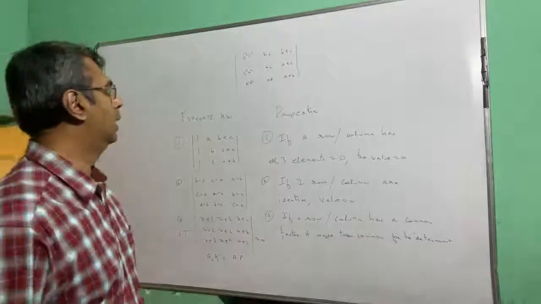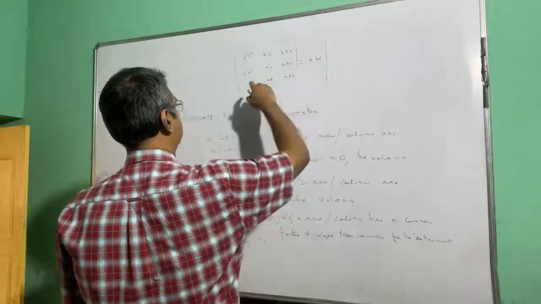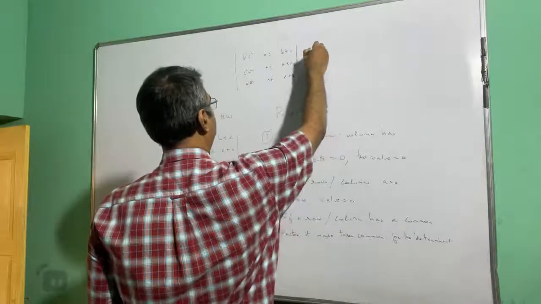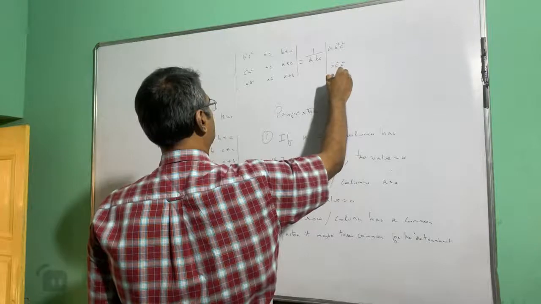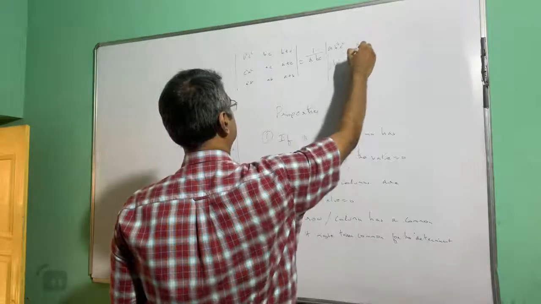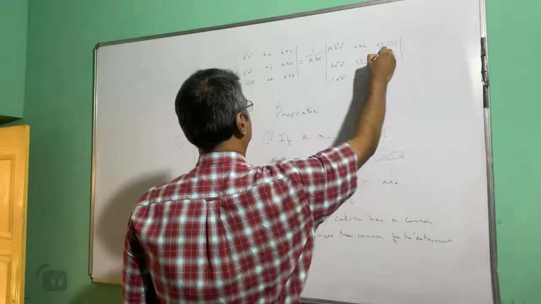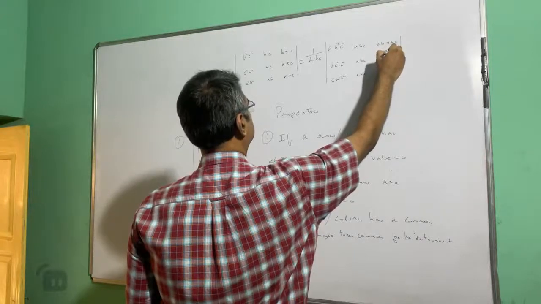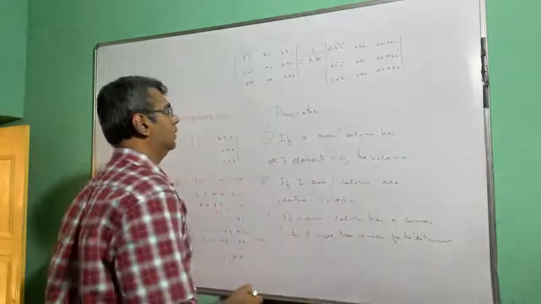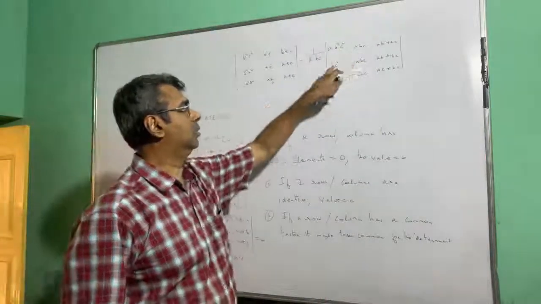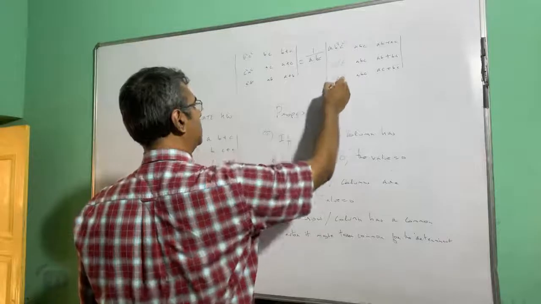That is the question. So what we will do is multiply the first row with a, second row with b, and third row with c, and outside you write 1 by abc. After that you take abc common.